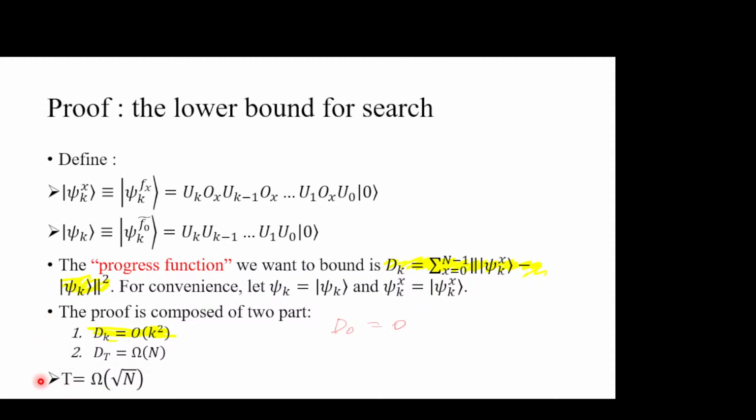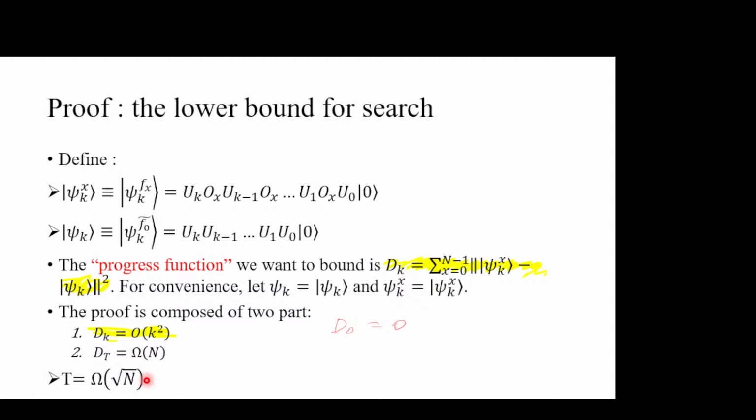So this is a high level idea of the proof. You think this progress measure cannot grow too fast with k, but at the end you need it to grow to a pretty large number, omega of big N, and so you need to go through square root of N steps. Okay, any question?